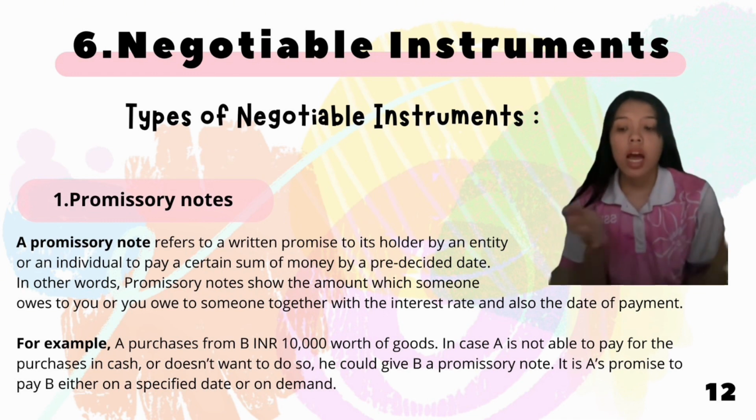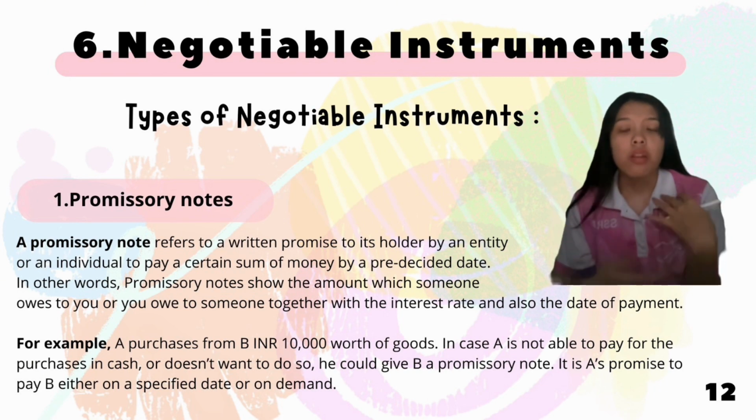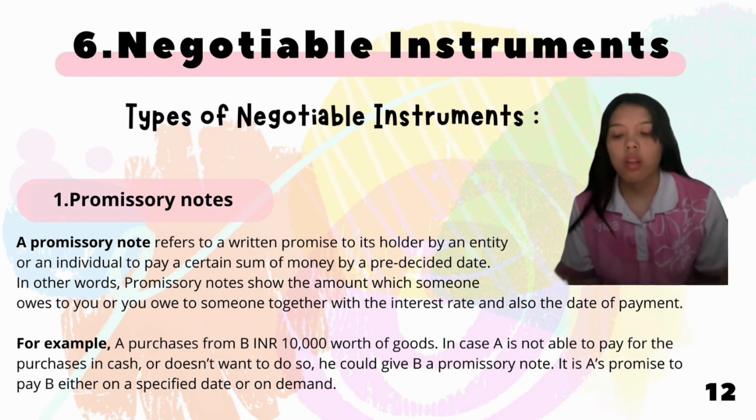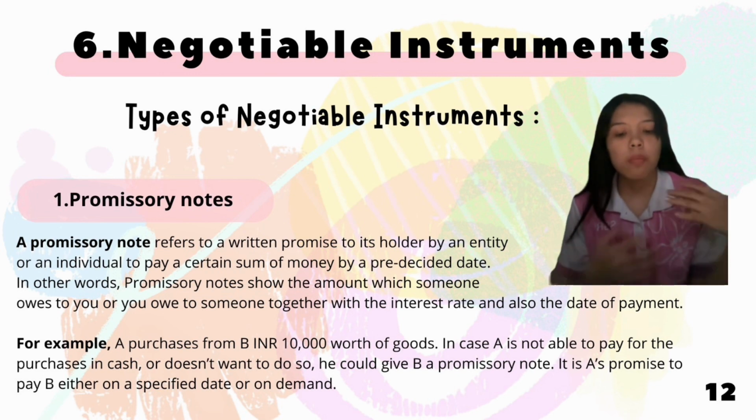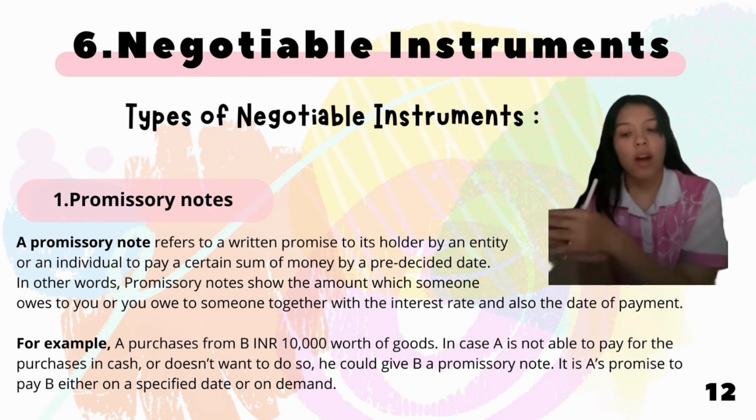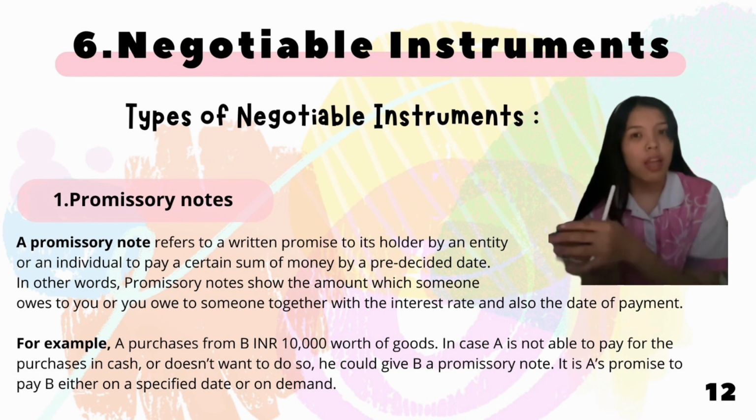For example, A purchased from B 1,000 worth of goods. In case A is not able to pay for the purchases in cash or doesn't want to do so, he could give B a promissory note. It promises to pay B either on a specified date or on demand.